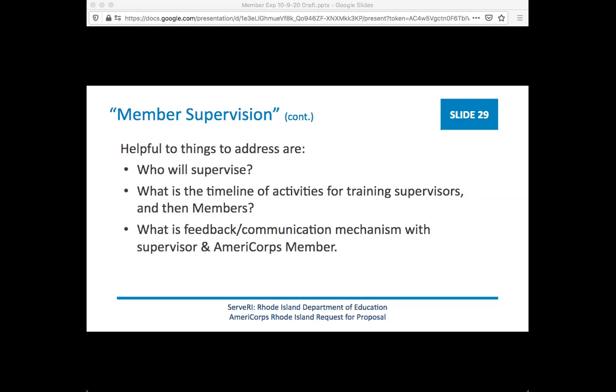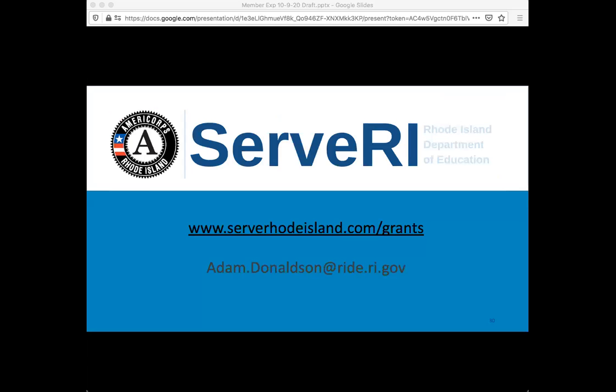I've certainly seen positions where someone's idea of supervision is, well, they came to work, they showed up. It's like, no, supervision there is that feedback and communication that happens for that ongoing care and feeding. And so thinking about what that is, and then communicating in your grant these key components. And that is a wrap, as it were.